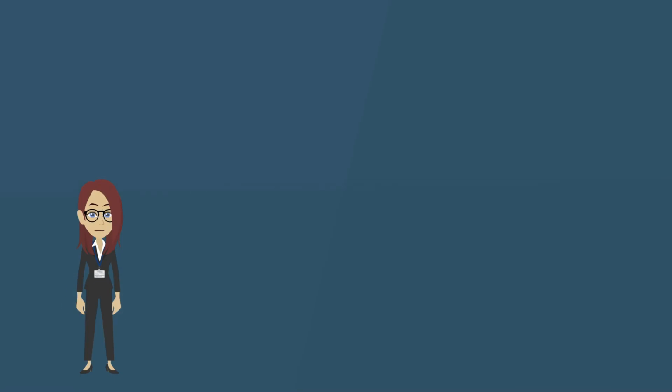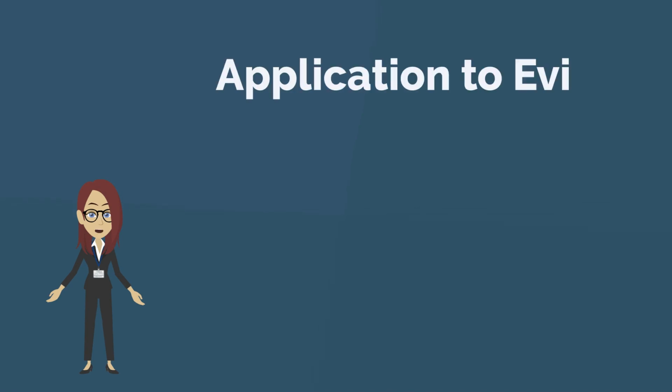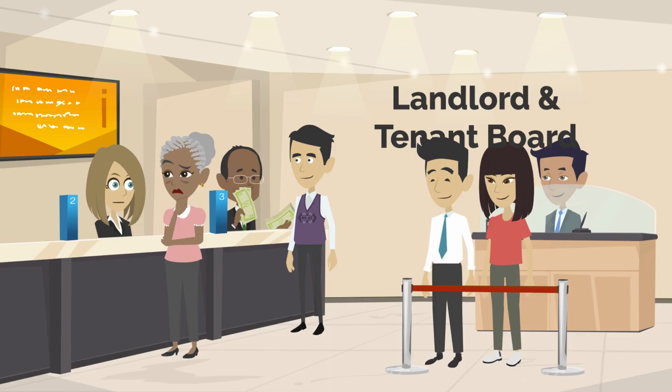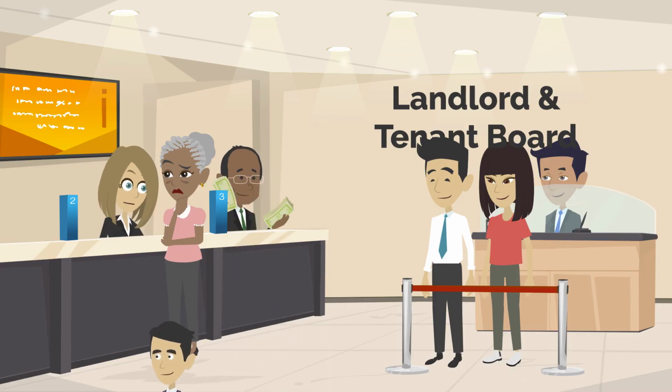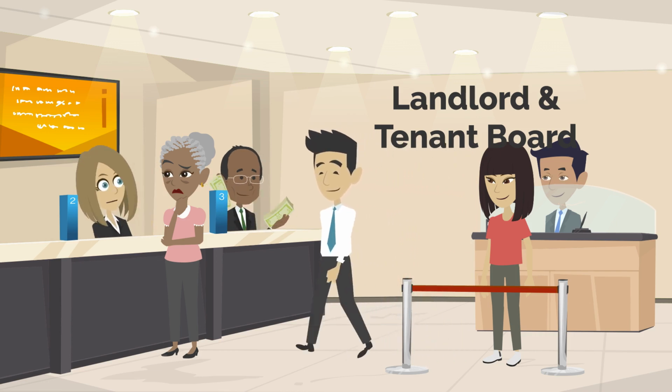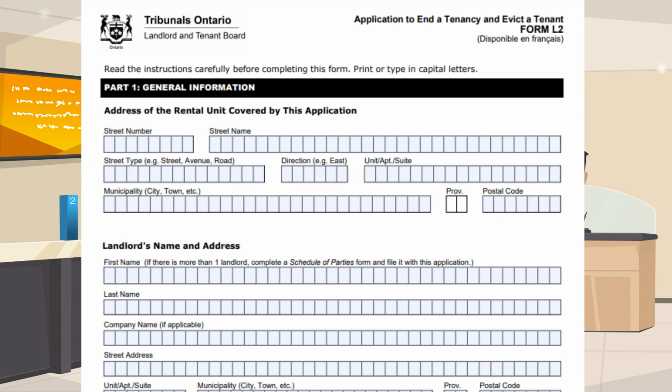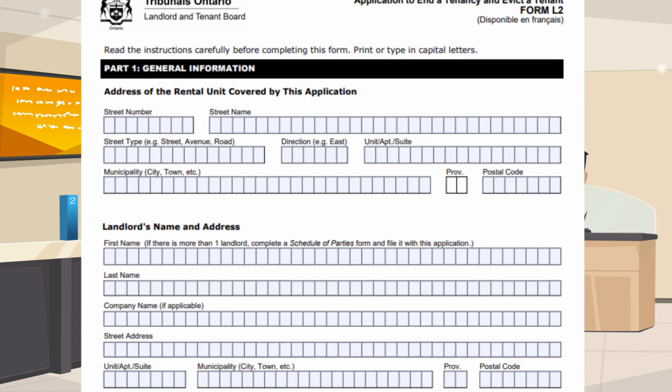If the notice isn't canceled or voided, the landlord can file an application to evict. This is step 2 in the process. The landlord can file this application with the Landlord and Tenant Board. This application lets the board know that your client's landlord is trying to evict them.